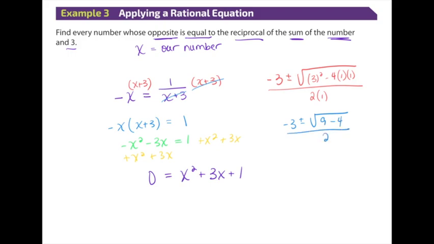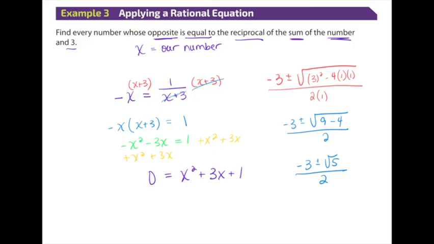This is going to be an irrational: negative 3 plus or minus the square root of 5, all over 2. That is my answer. The only exclusion I had was negative 3. That is definitely not negative 3, right? So that is not a problem. If they want decimals, just plug it in. If they want exact, that's your answer.